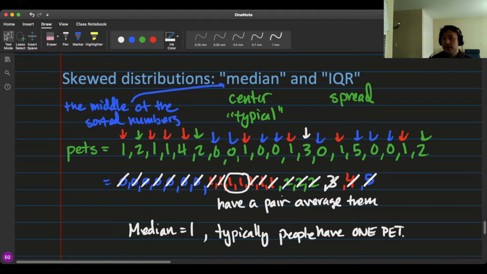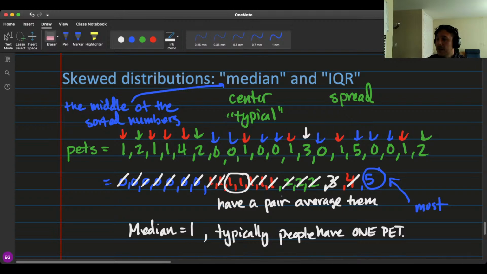Okay, the median is really interesting, and I'll show you why. Let's look at this number right here. What was the most number of pets that anyone had? The 10, right? Or 5, my bad, 5. I don't know why I said 10. In our data here, the most pets anybody had was 5.